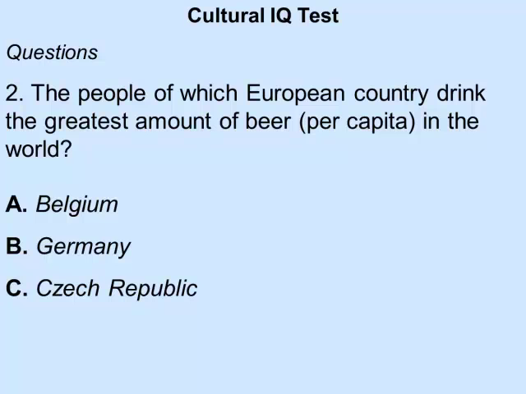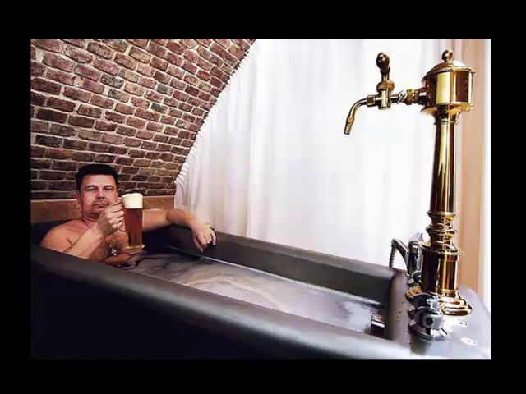For the second question, the correct answer was C, Czech Republic. Czechs also drink about 3 times as much beer as soft drinks. Generally speaking, the top 10 beer drinking countries in the world are Czech Republic, Ireland, Germany, Denmark, Austria, Luxembourg, the United Kingdom, Belgium, Slovak Republic, and Australia. Here, why not take a beer bath too?